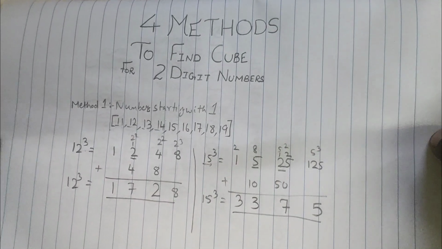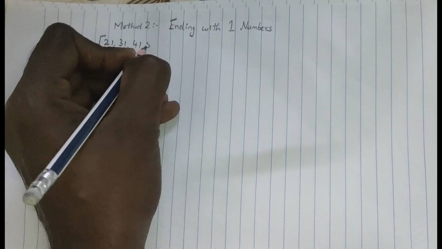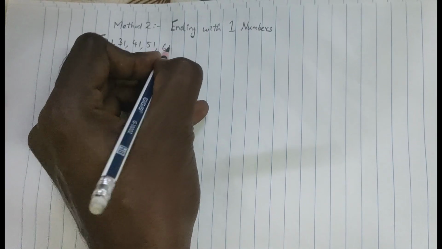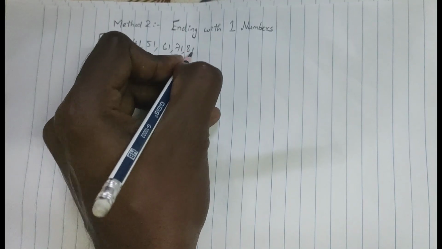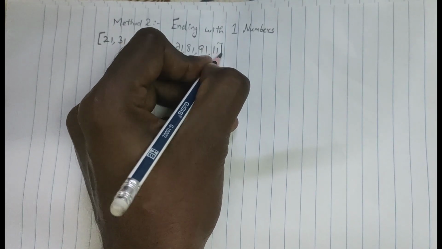Okay, now we are moving to the second method, that is method 2: numbers ending with 1. For the first method we saw numbers starting with 1, but here the numbers end with 1, like 21, 31, 41, 51, 61, 71, 81 and 91. And 11 is also there.